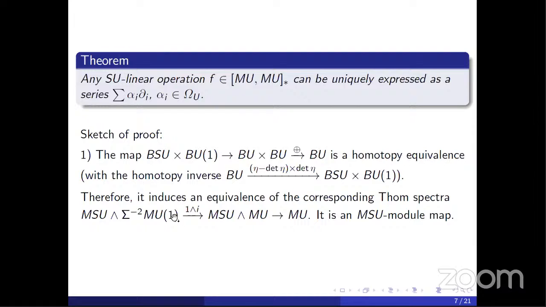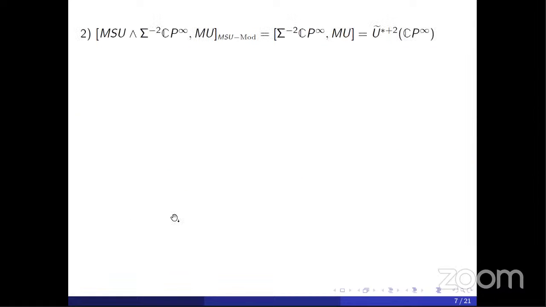And we know that for modules of this form, the set of linear morphisms from the module of this form to any other module is in natural bijective correspondence with the set of all morphisms from this part to the module, not linear but all morphisms. And we want to describe the set of MSU-module maps from MU to itself, and it's in bijective correspondence with just the complex cobordism of CP infinity. And one can check that under this bijection, an operation F goes just to its value at the canonical orientation.